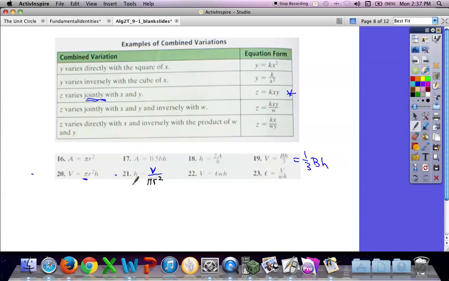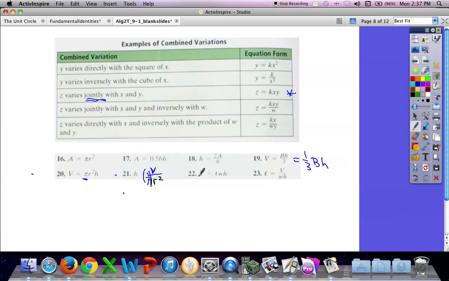What's the constant in this one? 1/pi is the constant, right? We always expect the K to be in the numerator, right? That's the constant, 1/pi. So it is H varies directly with V, inversely with R squared. Okay, here's a tricky one.